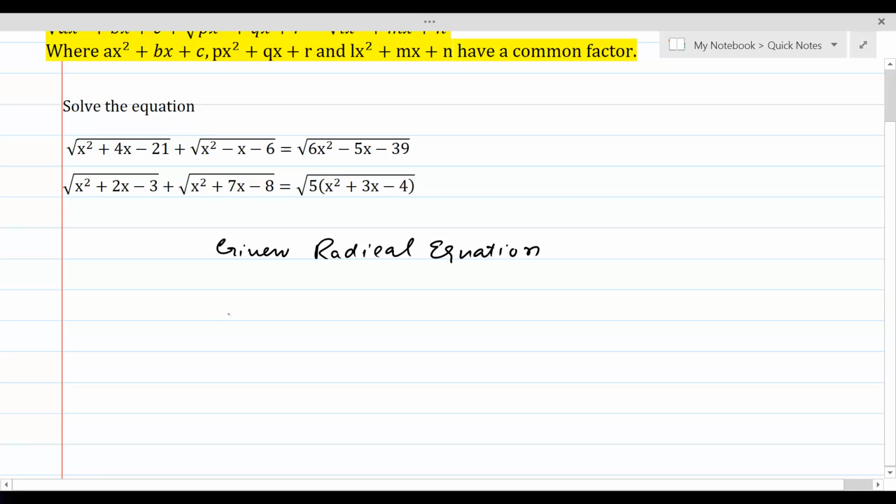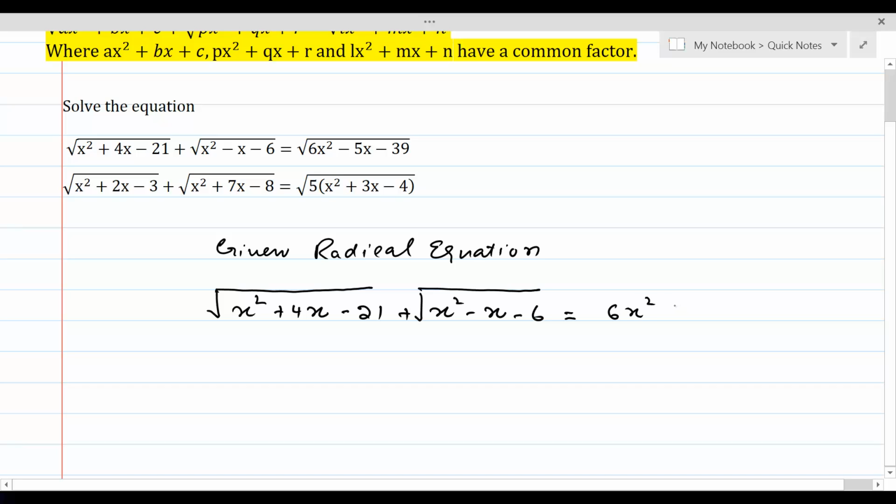is square root of 4x squared plus 4x minus 21, plus square root of x squared minus x minus 6, equal to square root of 6x squared minus 5x minus 39.